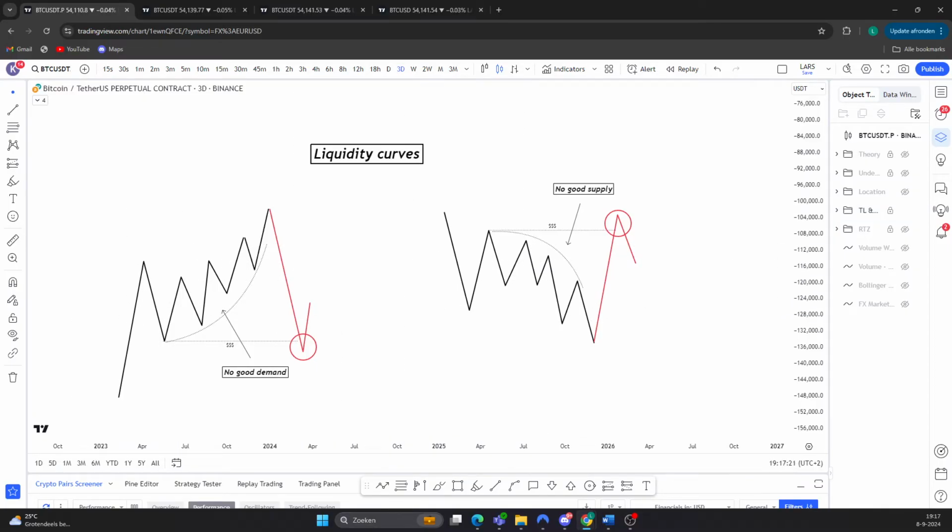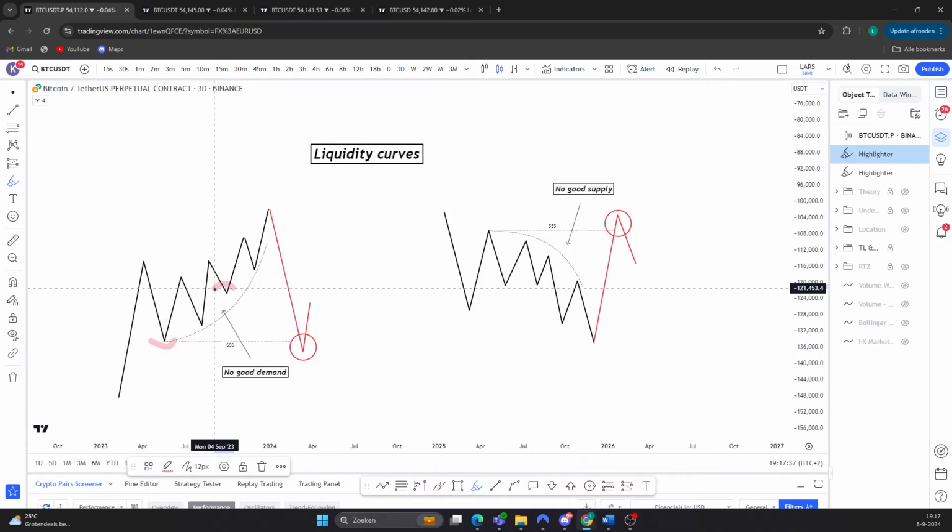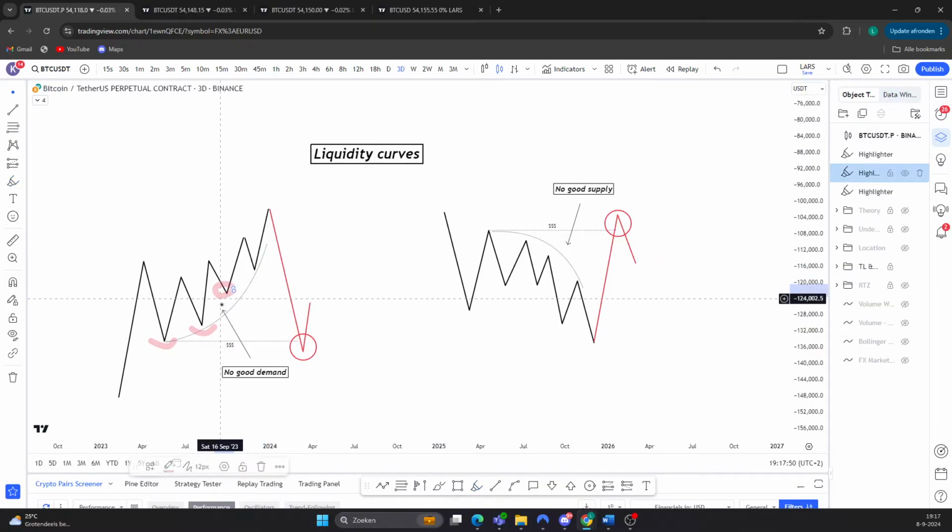So people that long right here will put their stop loss below this low. Okay? People that long right here will put their stop loss below that low. Because that's the generalized concept. You long a higher low, you put your stop loss below the previous low. And people that long right here will put their stop loss below this low.